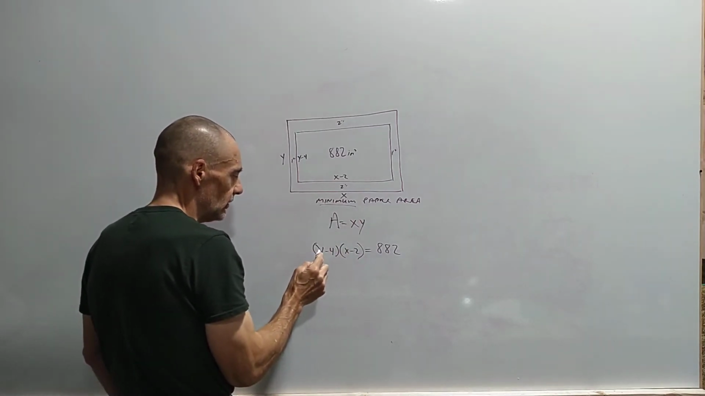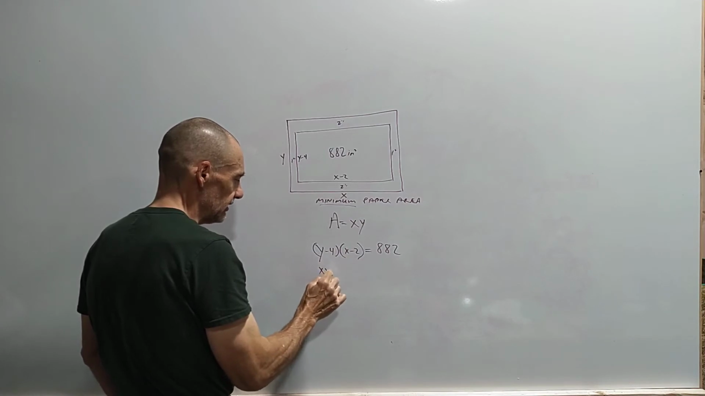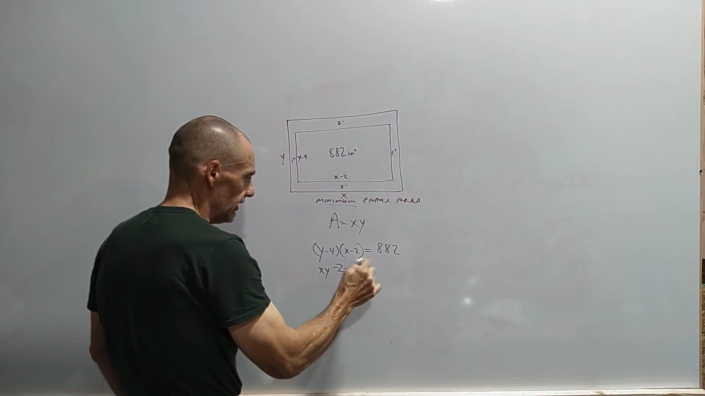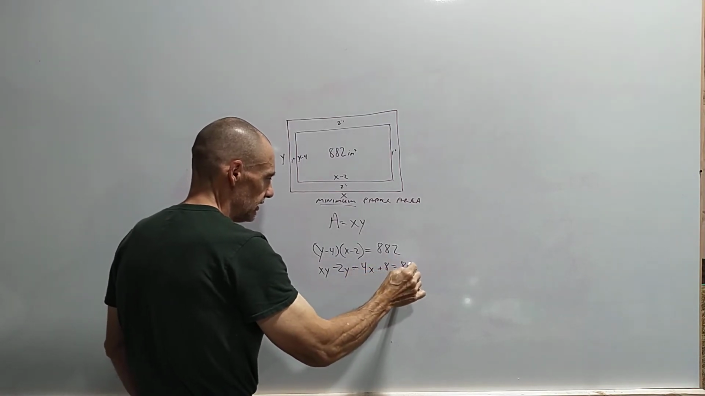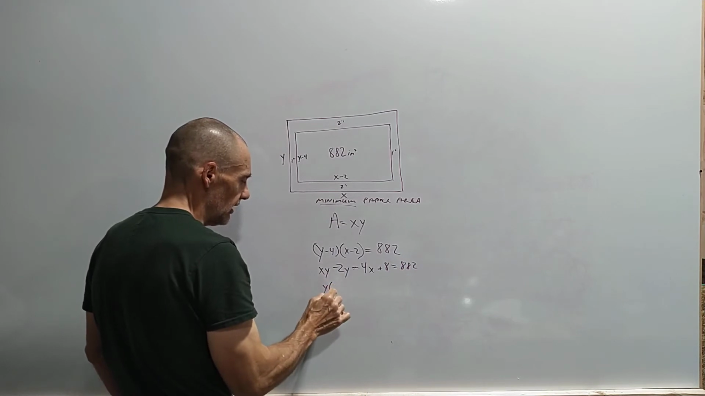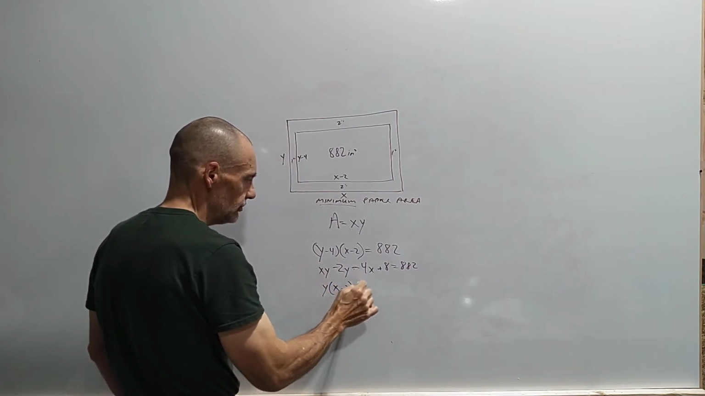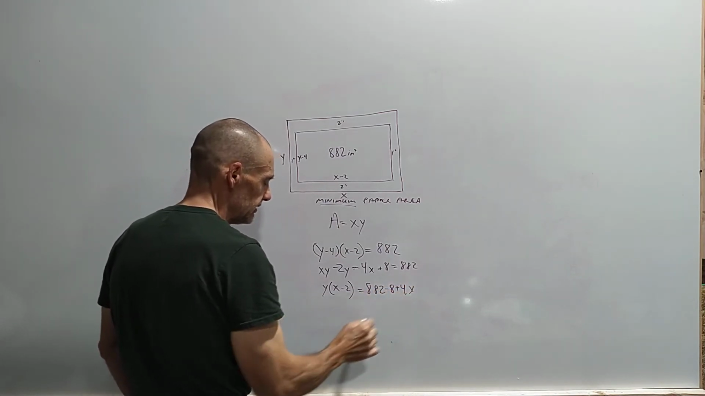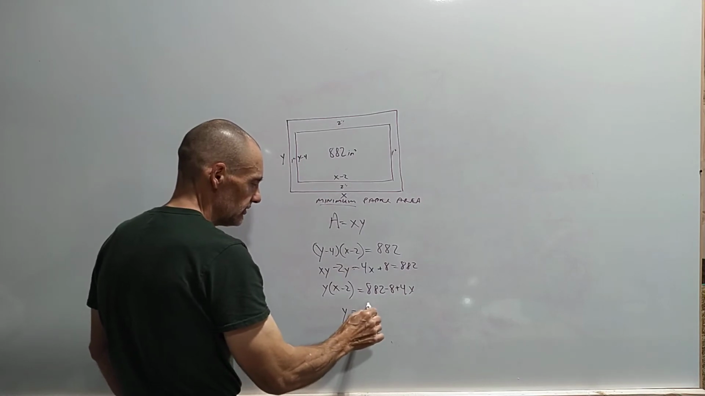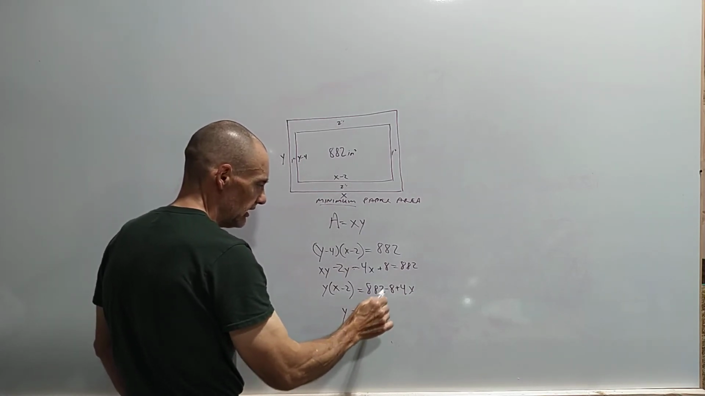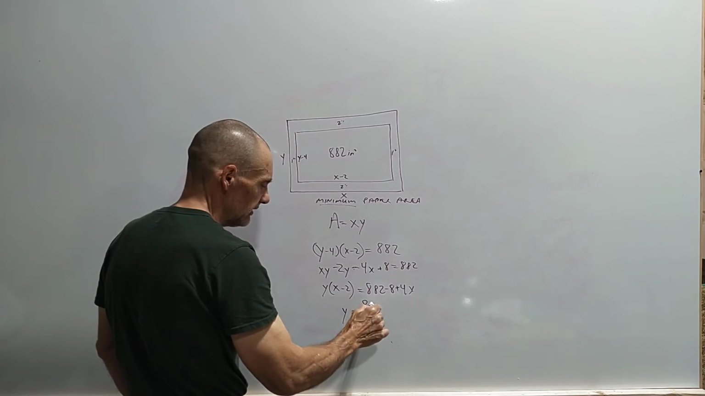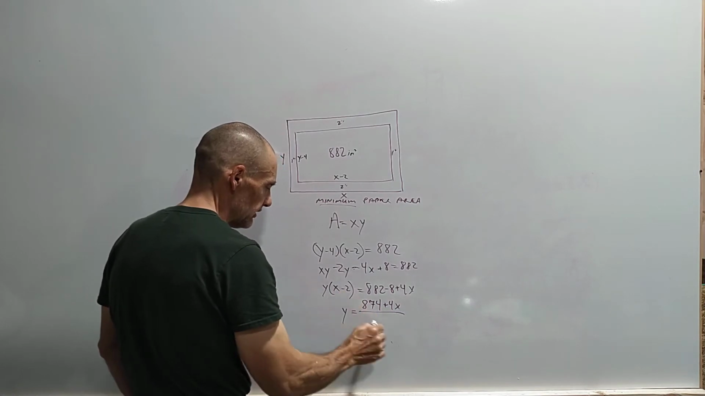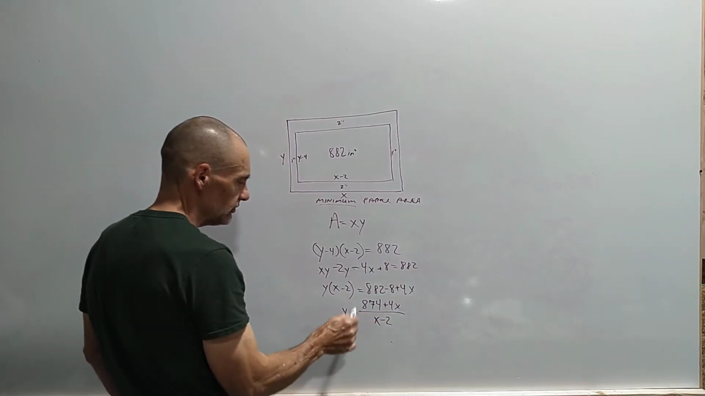okay? So let's see, we would end up with something like xy minus 2y minus 4x plus 8 equals 882. Here you end up with y times x minus 2 equals 882 minus 8 plus 4x. So here you have y equals 882 minus 8, right? So this would be 874 plus 4x over x minus 2. Okay, so this would be our y.